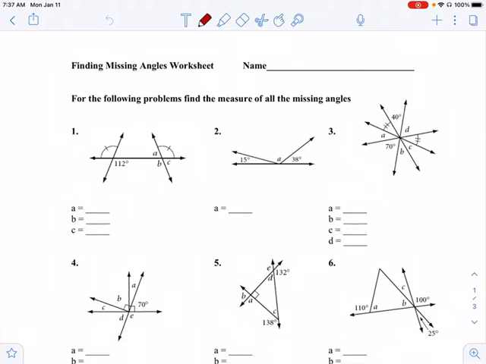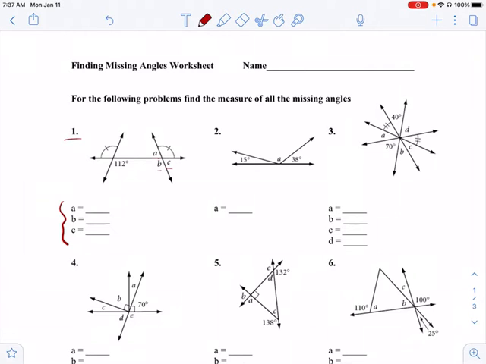So if I start taking a look at these diagrams for finding missing angles, for question one, we're trying to figure out the measure of angles A, B, and C. It was assumed that we knew some of this going in, but let's see what we can come across. So A, B, and C are all on the right-hand side of this diagram, and I don't know anything about those angle measures right off the bat.